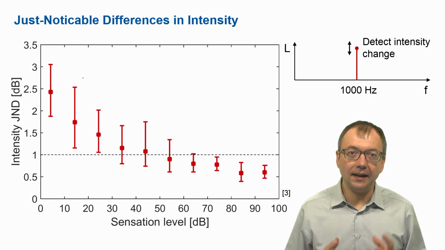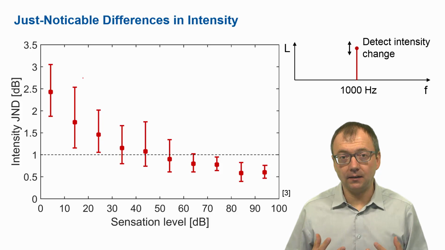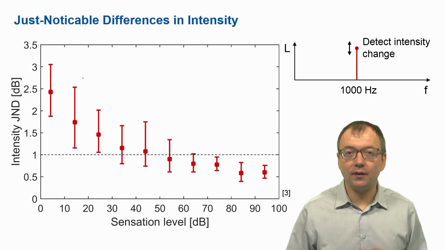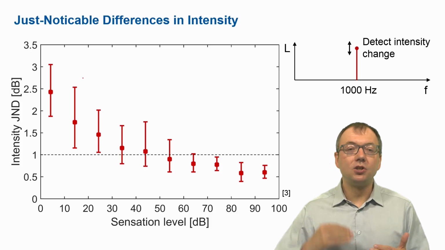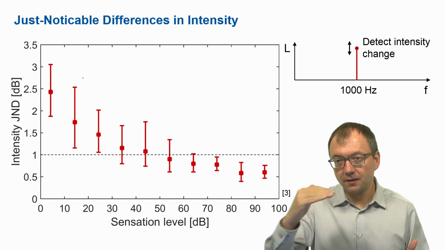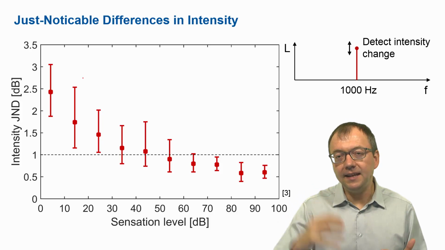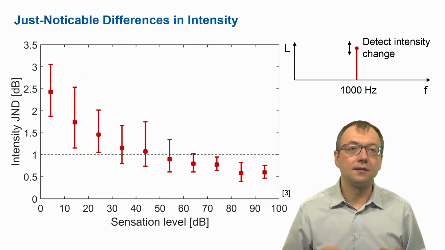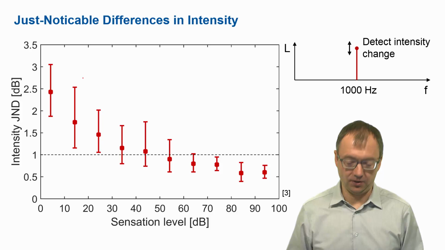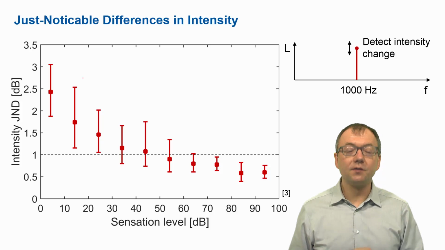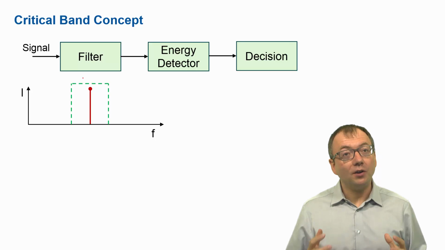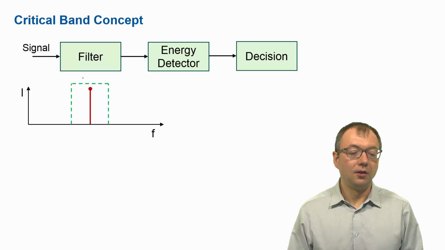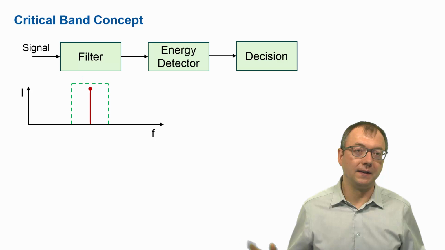And this gives the idea that masking at the output of an auditory filter will also be produced by a change in the probe's energy at the output of the filter that has to overcome this 1 dB threshold. And this gives rise now to the critical band concept. Now consider the auditory system to be composed of a bank of filters.